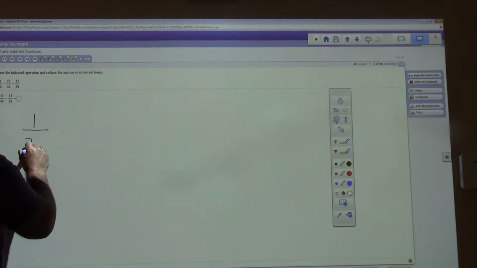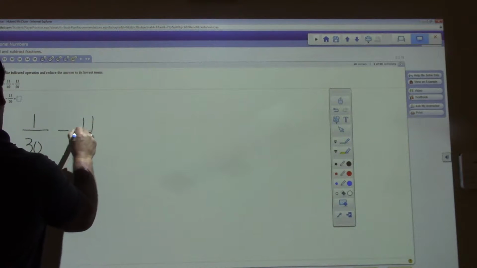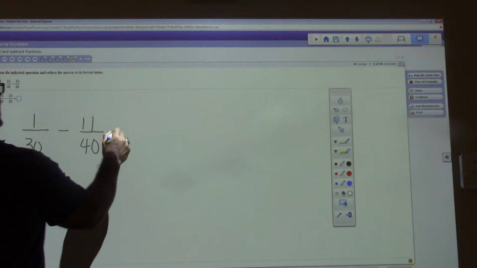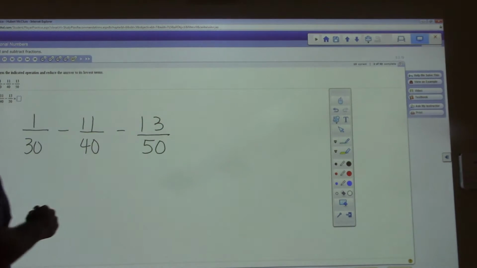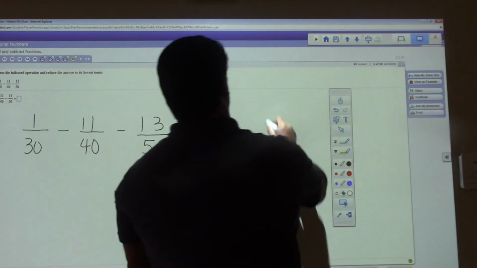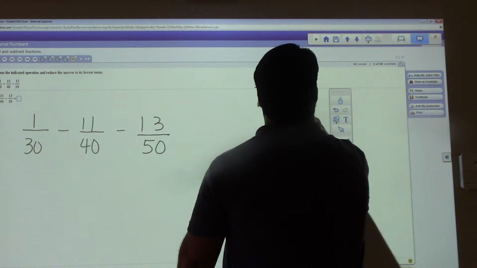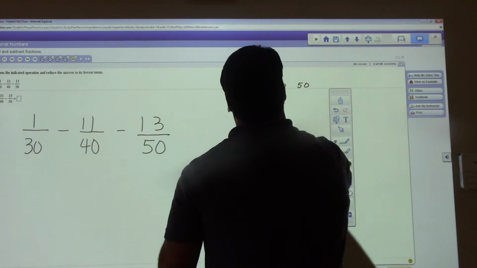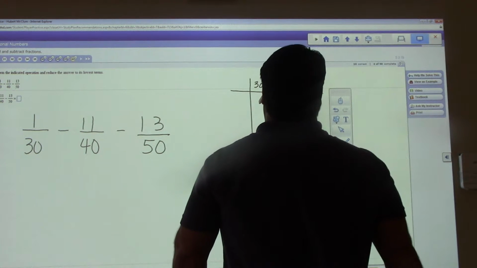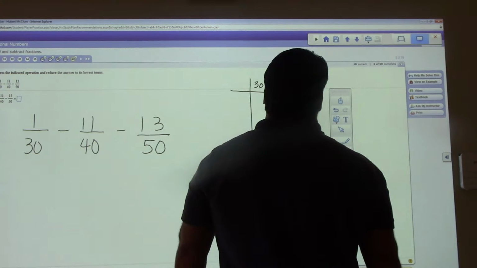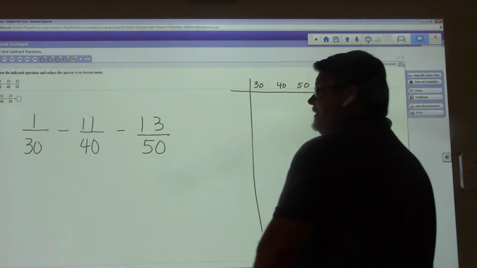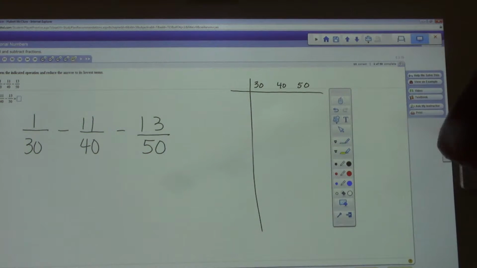1 over 30 minus 11 over 40 minus 13 over 50. 30, 40, 50. Just multiply them all together. That'd be 30 times 40, that's 120. And 120 times 50, I have no idea. Be 600 or something. Just multiply by 600. Yeah.